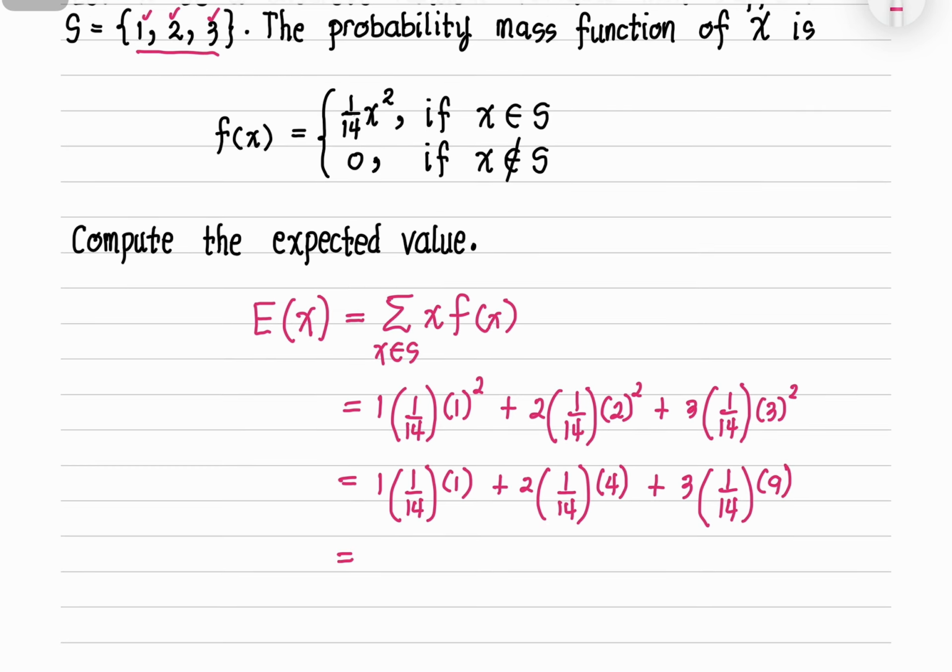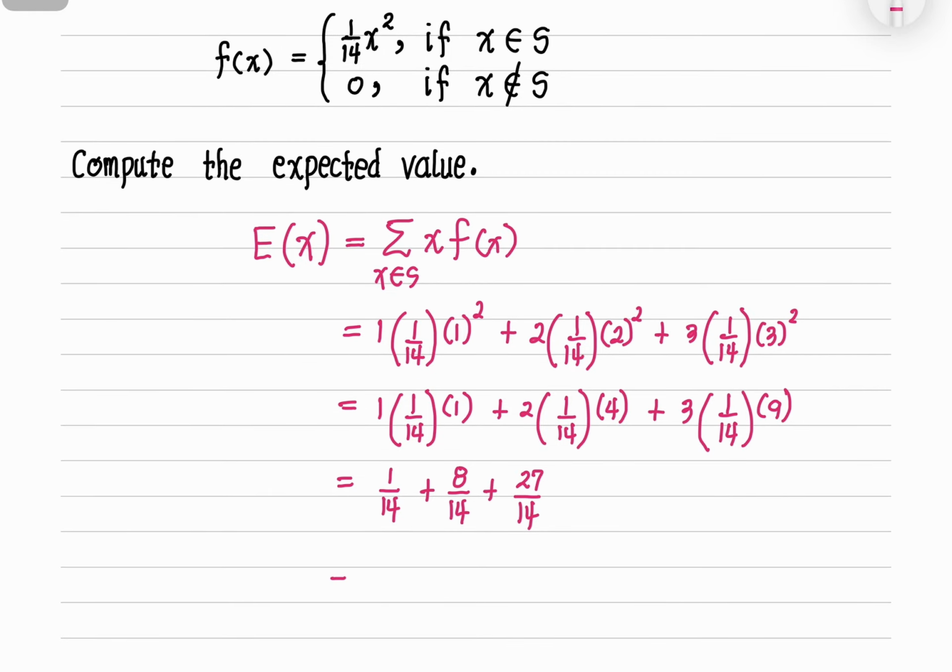Again, let's simplify. So, we have 1 times 1 times 1 equal to 1 over 14, plus 2 times 1 equals 2 times 4, 8 over 14, plus 3 times 1 equals 3 times 9, 27 over 14. So guys, kung mapapansin natin, nag-come up tayo sa similar fractions. So again, copy lang natin yung denominator natin, which is 14, and we only add the numerators. So 1 plus 8 is equal to 9, plus 27 is equal to 36.